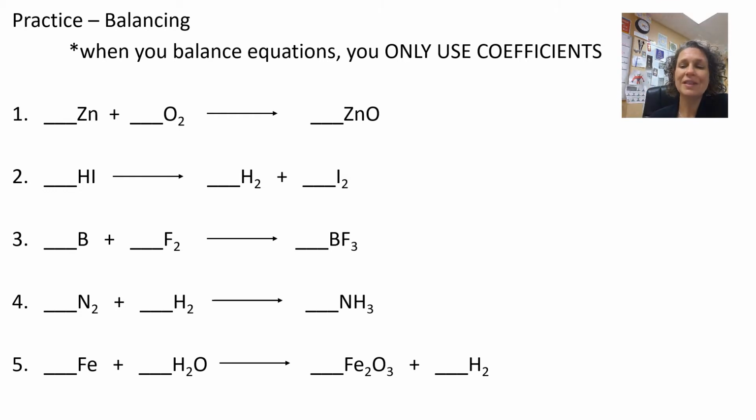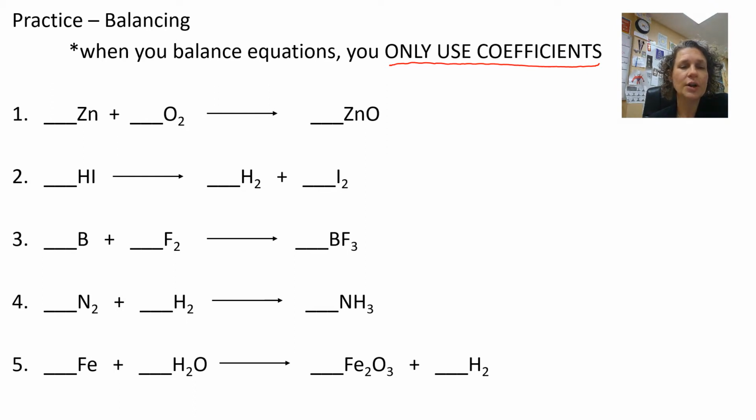But the big thing to remember when you are balancing equations, you only use coefficients. Okay, that means that you can only put numbers in front of the compounds. You can't add in subscripts. You can't put numbers behind. You can't wedge them into the middle of a compound. On this page, and on most of the ones I give you for balancing, you will only put numbers in the blanks that I give you. That's why I put the blanks there.